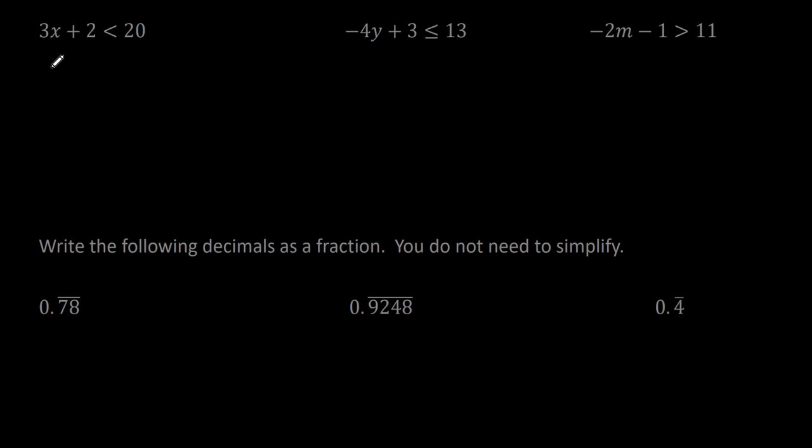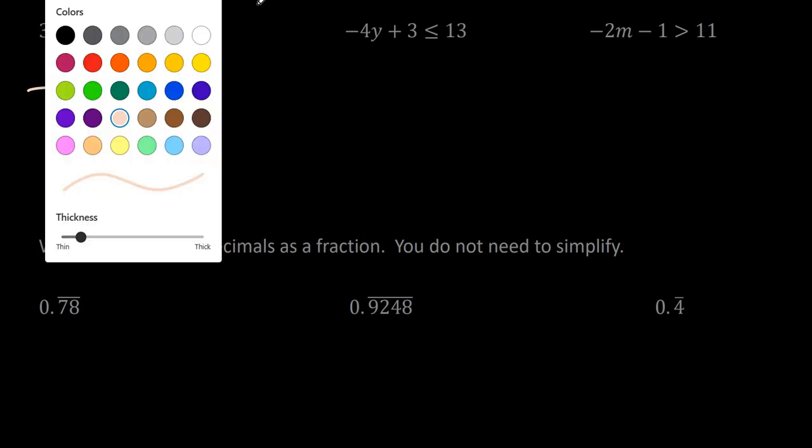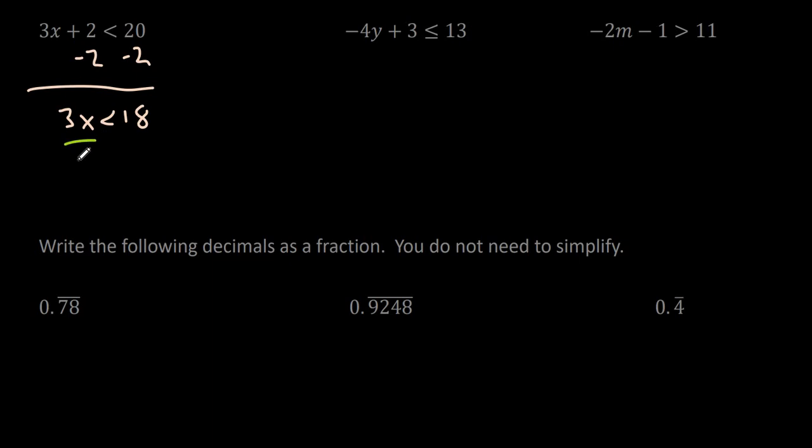Solving inequalities is almost like solving an equation. The only difference is we flip the inequality if we multiply or divide, and the negative was on the same side of the letter when we did that. So the first one, we get rid of the positive 2. The opposite or inverse is to subtract 2. That gives us 3x is less than 18. Then 3x means 3 times x, and the opposite or inverse of multiplication is division. So we divide both sides by 3, and that gives us x is less than 6.